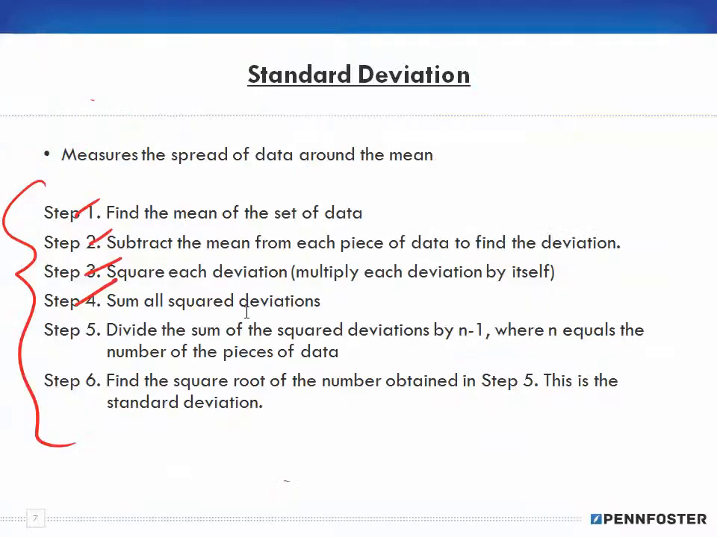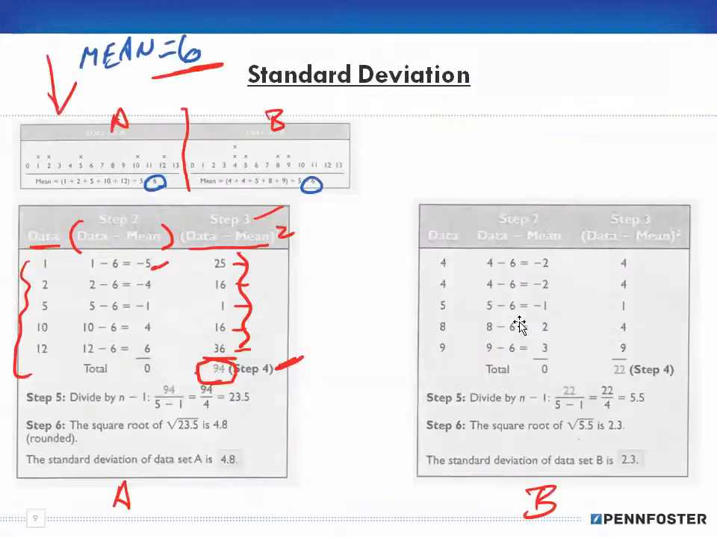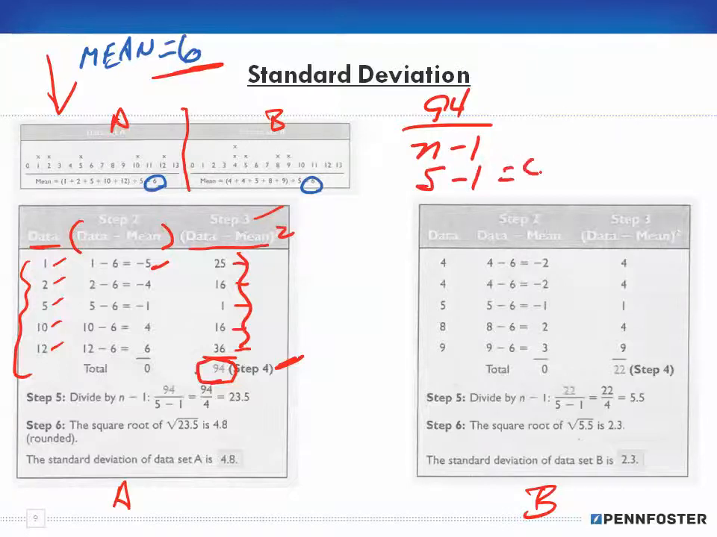Now, step number 5 says divide the sum of the squared deviations by n minus 1, where n equals the number of pieces of data. In our case, the number of pieces of data was 5. We have 1 piece, 2 pieces, 3, 4, 5 pieces of data. So we're going to take the 94 and divide it by n minus 1. If n is 5, n minus 1 is equal to 4. So we're going to take 94 and divide it by 4.